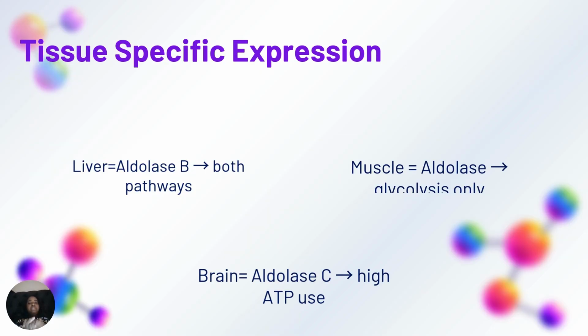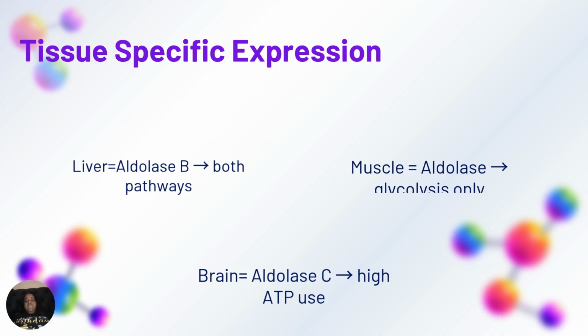Now we have tissue expression. So for the liver, aldolase B is for both pathways, while muscle aldolase is for glycolysis only, and the brain has aldolase C, which has a high ATP use. So, just like players on a team, different tissues have different energy priorities. The liver acts as the body's energy hub. It makes and breaks glucose. Muscle tissue focuses on using energy for movement, and the brain requires glucose supply for electrical activity.